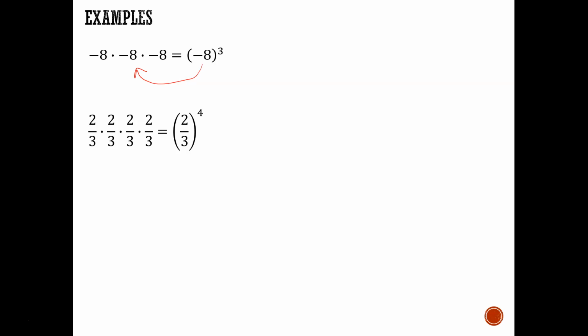For a fraction, you also have to put the base in parentheses. That way, you know that it's the entire fraction 2/3 that would be multiplied by itself 4 times. If you wrote it like this, it would look like the exponent's only on the 2 and that it would only apply to the 2. So you can see why the parentheses would be necessary for fraction bases.